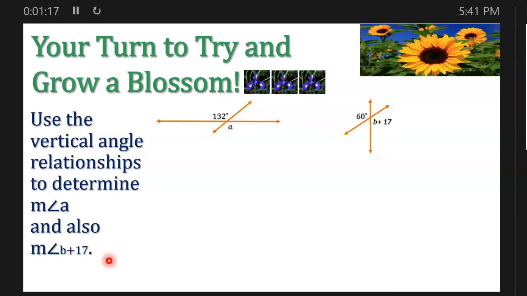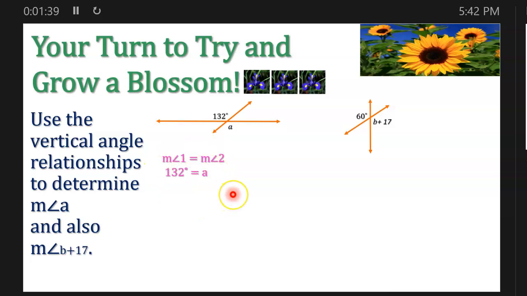Okay. Let's try a third one. Use the vertical angle relationships this time, vertical angles, to find the measure of angle A here and the measure of angle B plus 17 over on the right. Pause. 1, 2, 3.